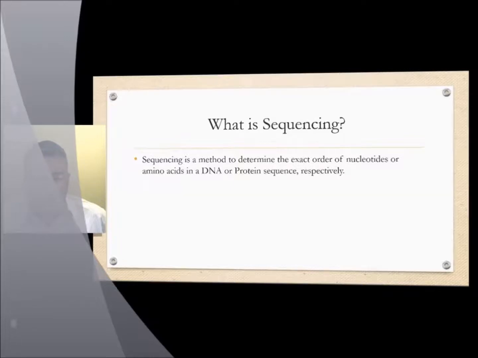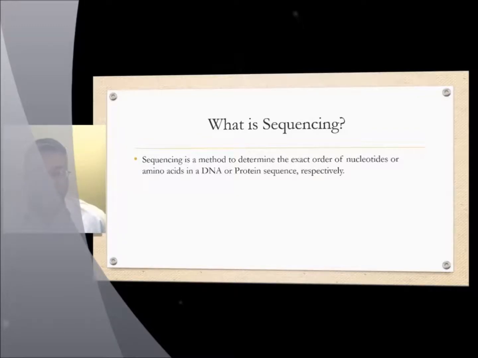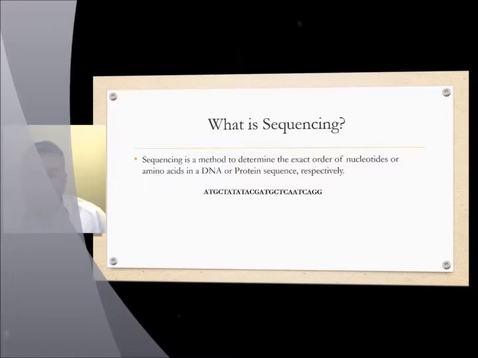So what is sequencing? Sequencing is a method to determine the exact order of nucleotides or amino acids in a DNA or protein sequence, respectively. Okay, so this is the exact sequence. You have an unknown sequence. You want to determine its primary structure. That is sequencing.